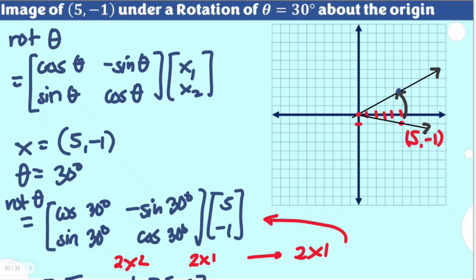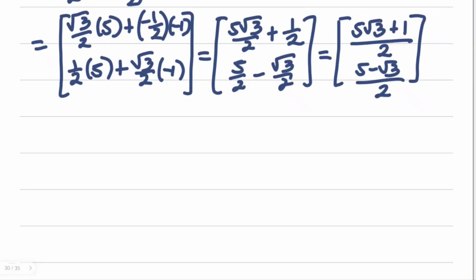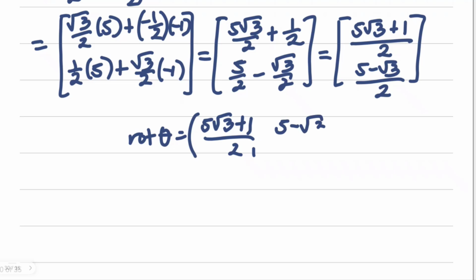Let us find out if this is the correct point. The rotation by theta gives the point ((5 square root of 3 plus 1)/2, (5 minus square root of 3)/2), or in decimal notation so that we can really check it on our Cartesian plane. You may use your calculators there: 5 square root of 3 plus 1, and then divide it by 2. So we're going to have an approximation here.